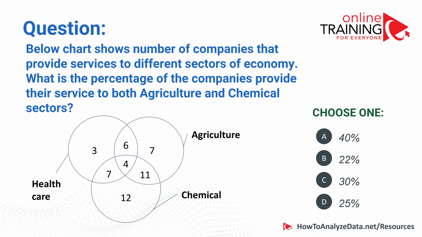Here's the question for you to answer. The chart below shows the number of companies that provide services to different sectors of the economy. What is the percentage of the companies that provide their services to both agriculture and chemical sectors? And you have 4 choices here: 40%, 22%, 30%, and 25%.